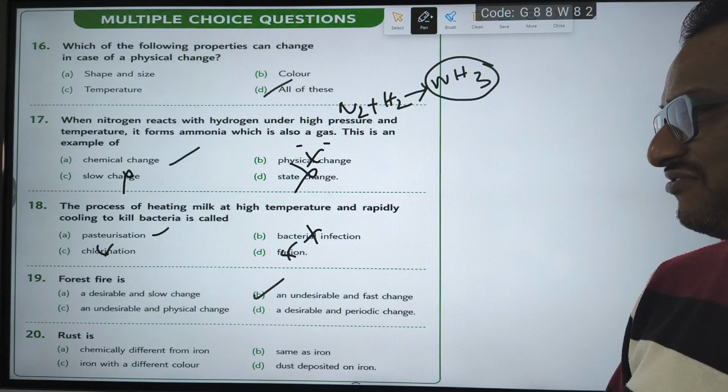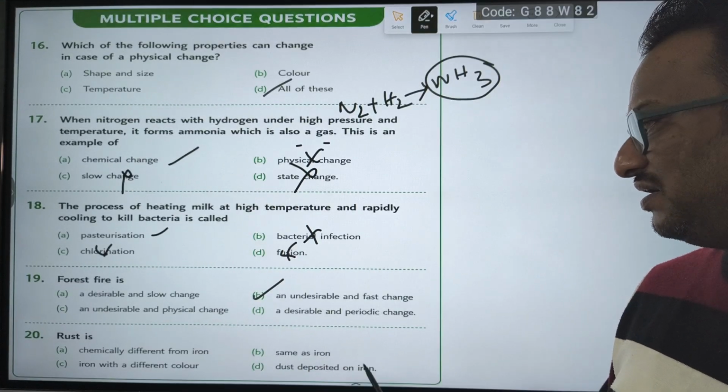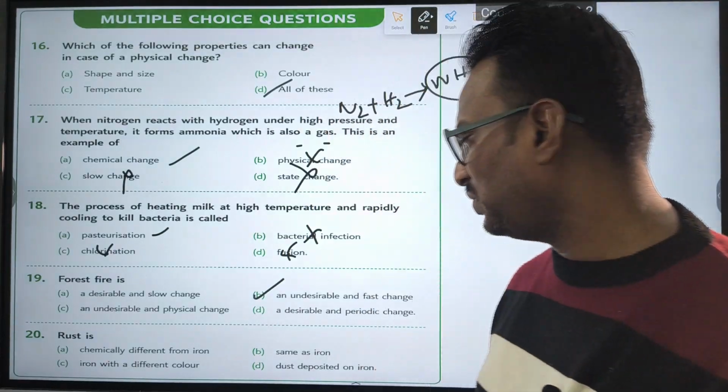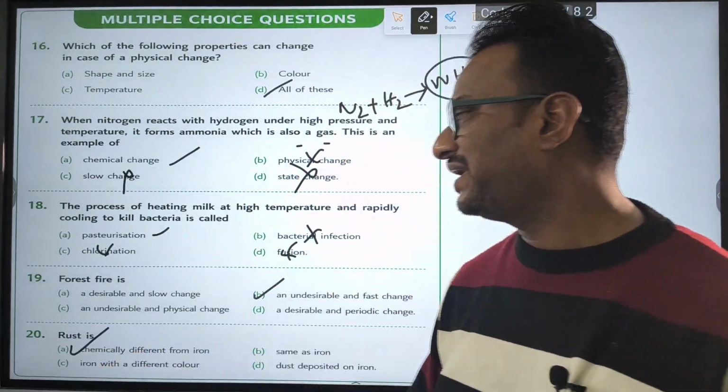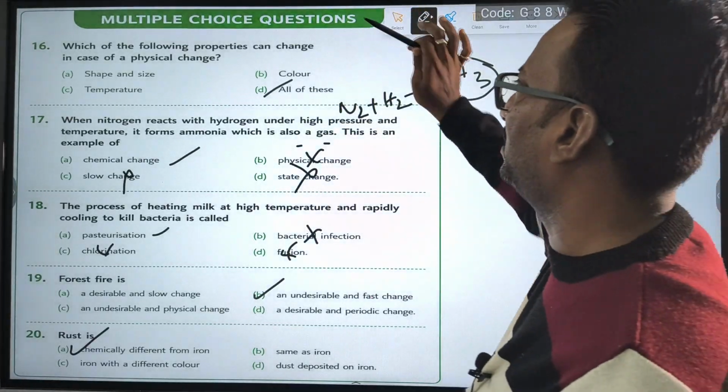Rust is chemically different from iron, same as iron, or iron with a different color, or dust deposited on iron? It is actually chemically different from iron. It is an iron oxide. It is not iron.